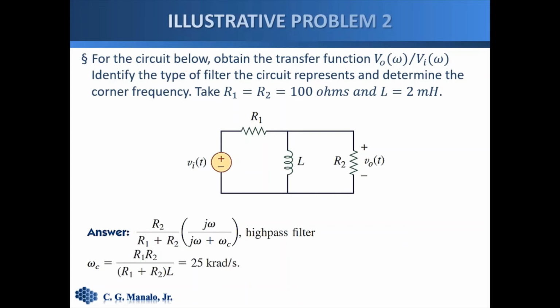Let us have a second example. So here in the circuit, we are to obtain the transfer function V out over V in, identify the type of filter that we have, and determine the cutoff frequency or the corner frequency. So let us make R1 equals R2 equals 100 ohms, and L here is 2 millihenries. So this is actually the answer.